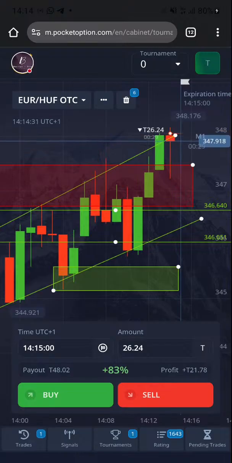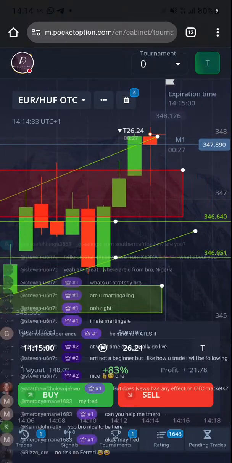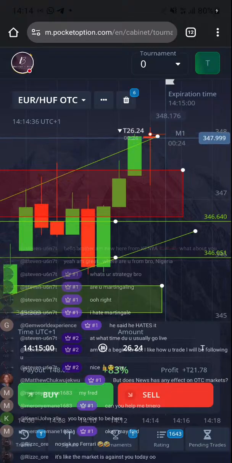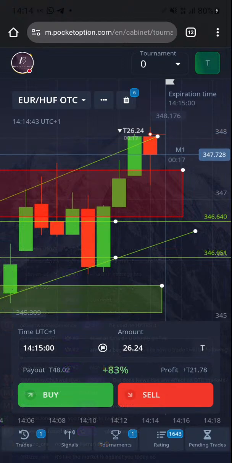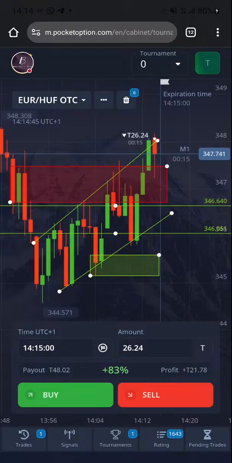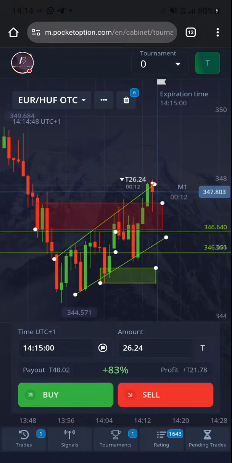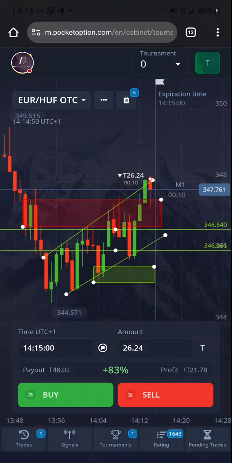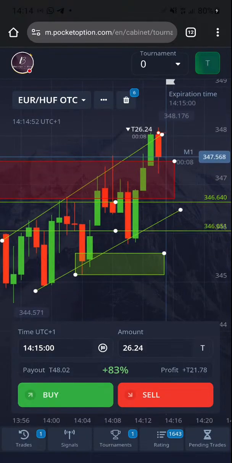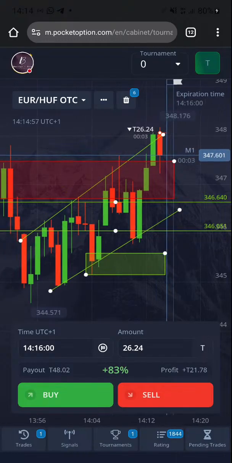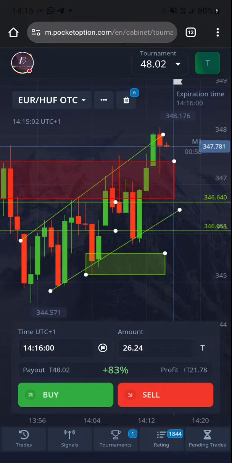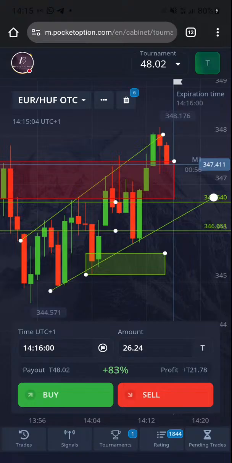Okay. Now we're expecting the red candle. It's like the market is against us. Yeah, sometimes it happens like that. That's the reality of trading. You have to have that mindset that you can't be right all the time, but you will do your best to be right most of the time. That's the only thing you can do when it comes to trading.